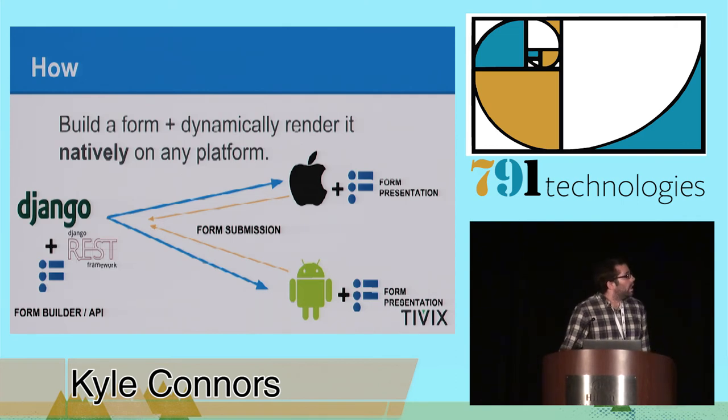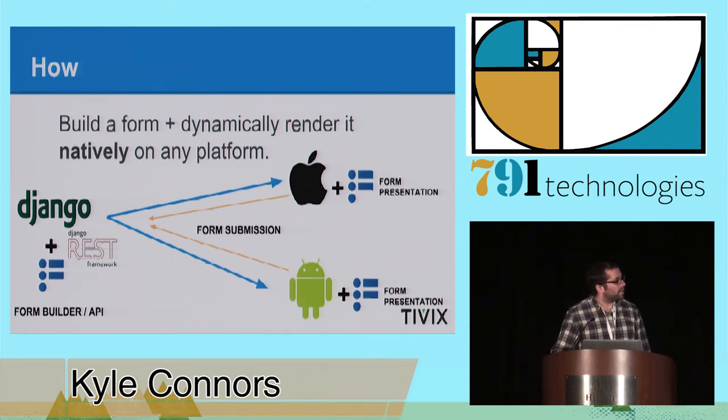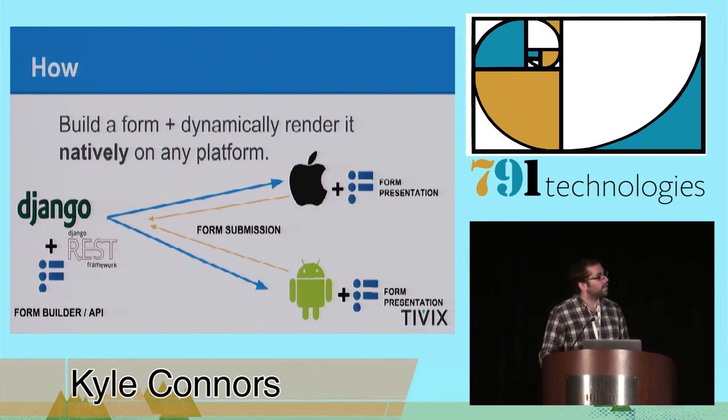So how is it built? You build a form with Django, you define what your form is, and then using a REST framework through a set of APIs, different forms are made available on any different platform, and the keyword there is native forms. So simply define a form on your server with Django and then expose that, and using our iOS, Android, and future JavaScript library, you'll see a native form render.